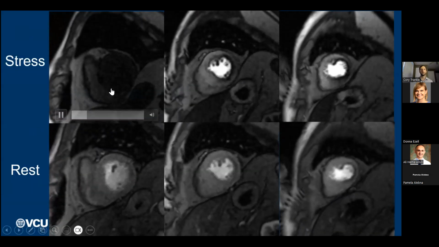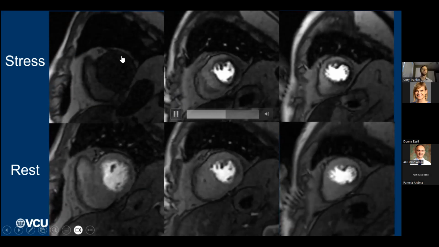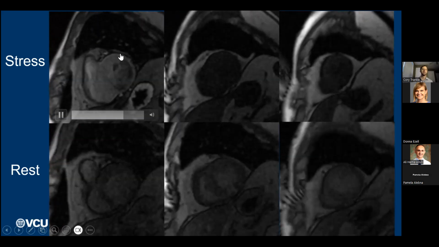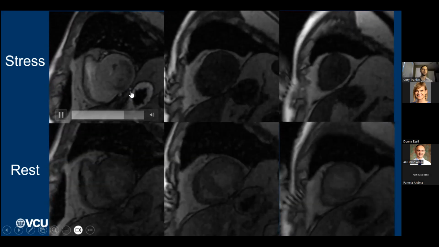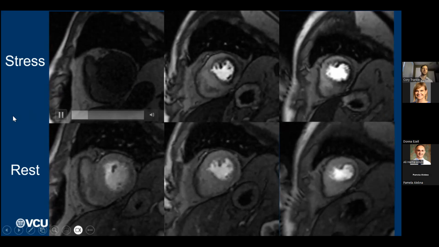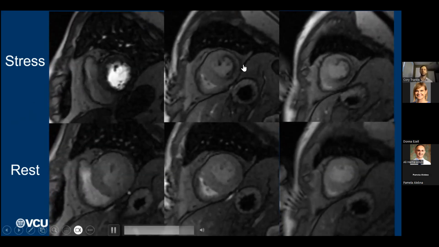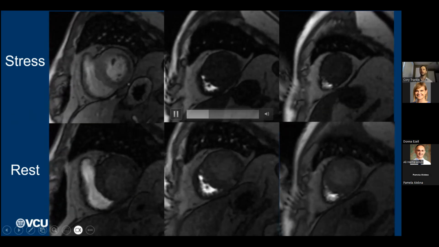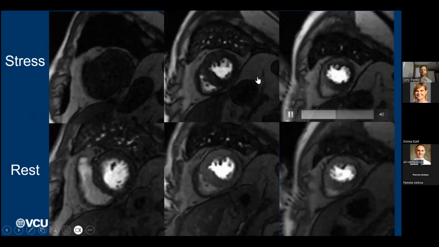And sure enough, this is a base, mid, apex. You see in the basal segment, the lateral wall extending all the way down the inferior wall. See how it sort of stains in the myocardium, and there's portions of it that really don't brighten up appropriately. And here it is in the apical segment, really pronounced.